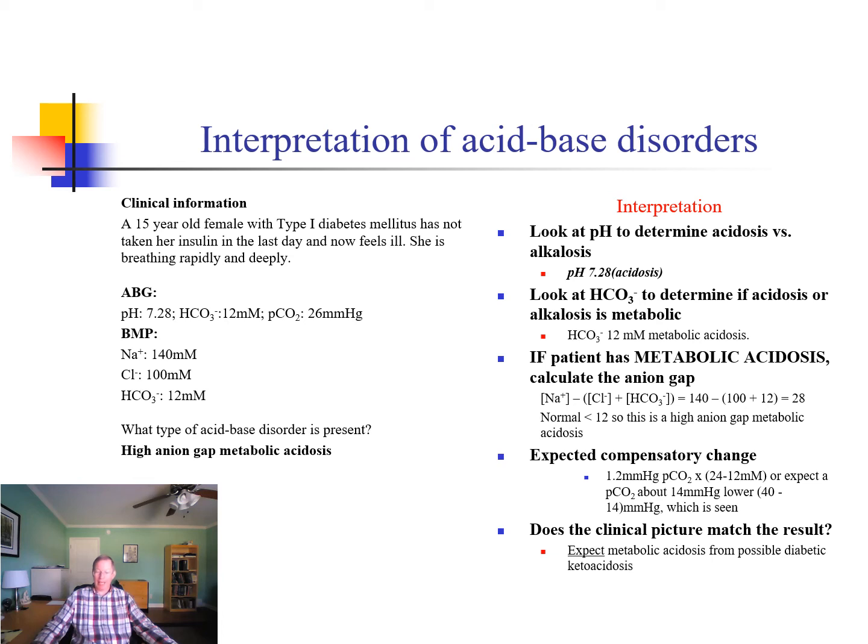All right, and this allows me to say, I wonder what's going on. Remember, in that high anion gap metabolic acidosis, one of the things in the differential was diabetic ketoacidosis, which is consistent with this.